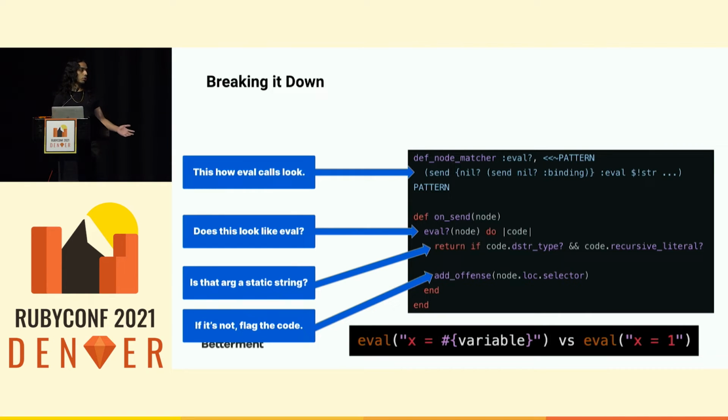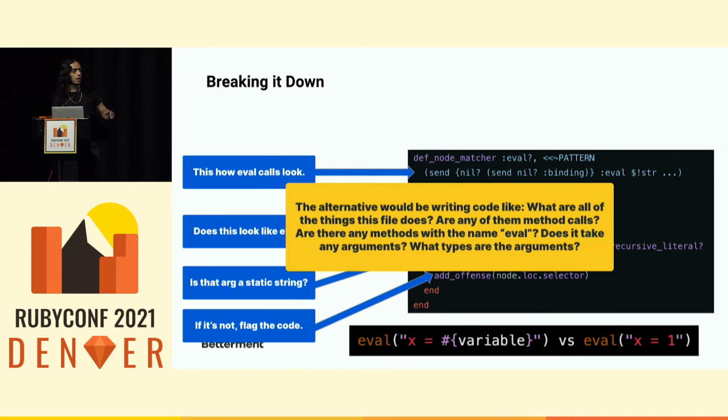The alternative to a Rubocop like this would be to write a very long program where you might find yourself asking questions like, what methods are being called here? Do any of these methods look like an eval call? What arguments do they take, if any? And writing a program like this isn't impossible, but it is very tedious, very error prone, and most importantly, very difficult to maintain.